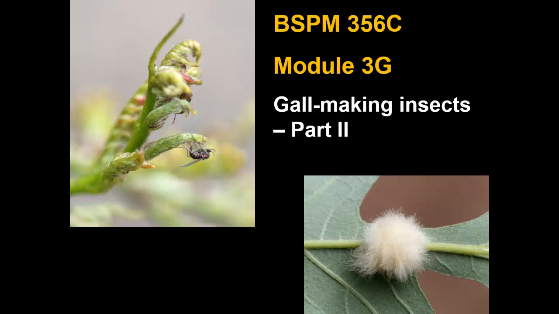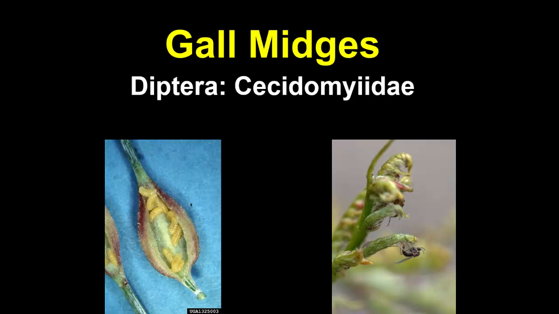I'm going to continue with the kinds of insects that make galls. In this lecture, we'll talk about those that feed by chewing on the plants, flies or wasps that make galls, and these can produce some very unusual forms. So let's start with the gall midges.